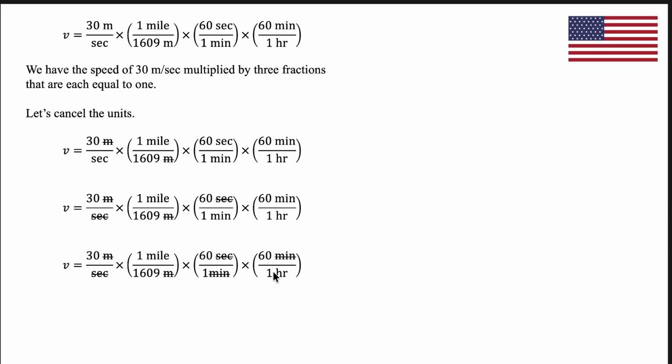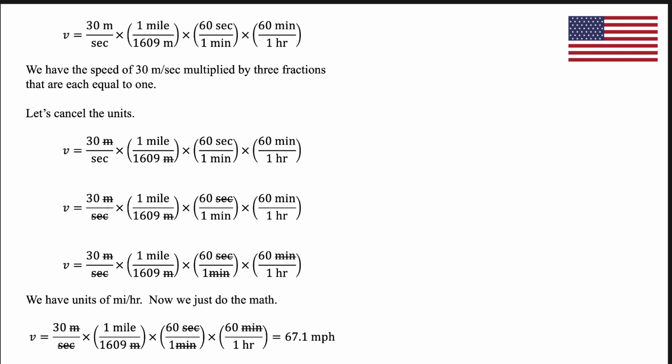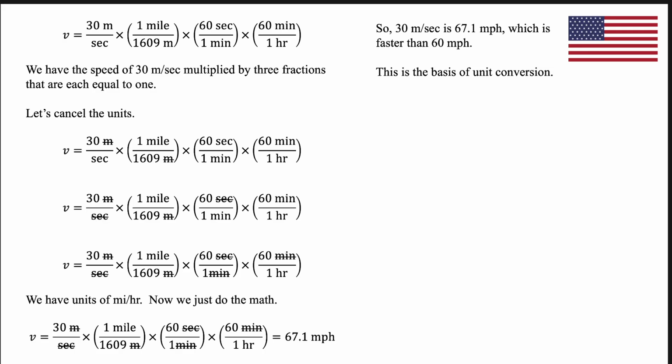And now we use a calculator, and we multiply those numbers, divide by the 1609, and we just do the math. 67.1. So 30 meters per second is about 67.1 miles per hour, and 30 meters per second is faster than 60 miles an hour. It's easy to compare them if they have the same units. And this is the basis of unit conversion.